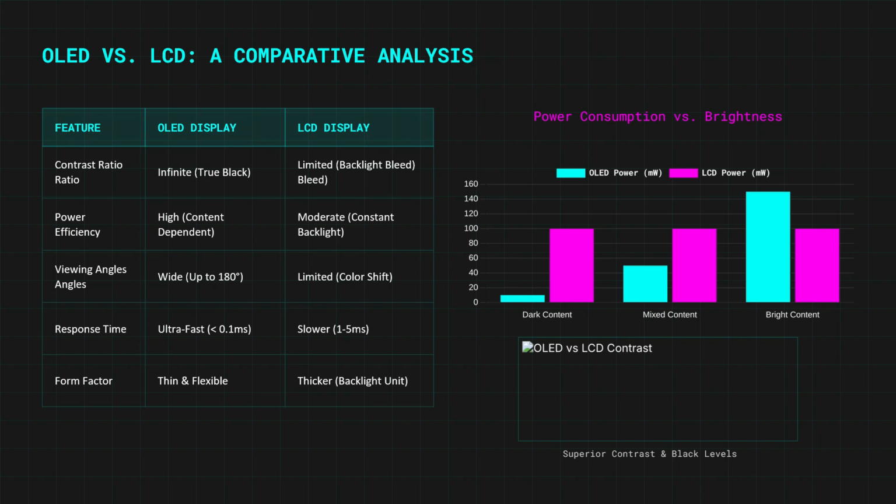Another advantage is viewing angle. OLED displays can provide viewing angles close to 180 degrees without color distortion. LCD displays often suffer from color shifting when viewed from different angles. In terms of performance, OLED displays have extremely fast response times, often less than 0.1 milliseconds, which makes them ideal for dynamic graphics and animations. Finally, OLED displays are thin and flexible, since they do not require a bulky backlight layer. Let's move to the next slide.